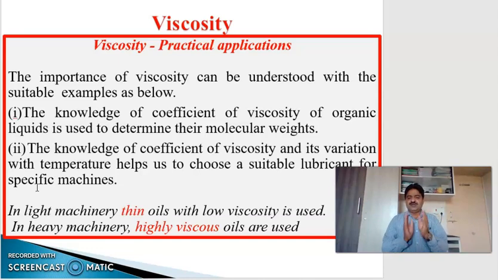The importance of viscosity can be understood with the help of suitable examples which are given here. First one is the knowledge of the coefficient of viscosity of organic liquids, which is used to determine the molecular weights. Second one, the knowledge of the coefficient of viscosity and its variation with temperature helps to choose a suitable lubricant for specific machines. In light machinery, thin oils with low viscosity are used. In heavy machineries, highly viscous oils are used.